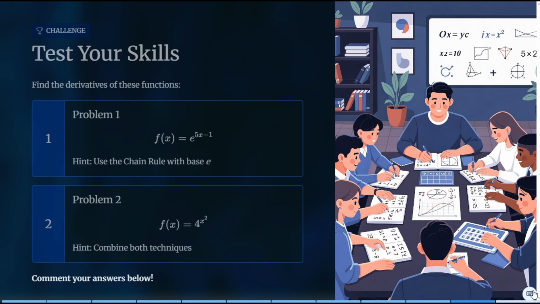Practice makes permanent, and these problems will solidify your understanding of exponential derivatives. Once you master exponential derivatives, calculus gets way easier. These functions appear everywhere in science, engineering, economics, and beyond.